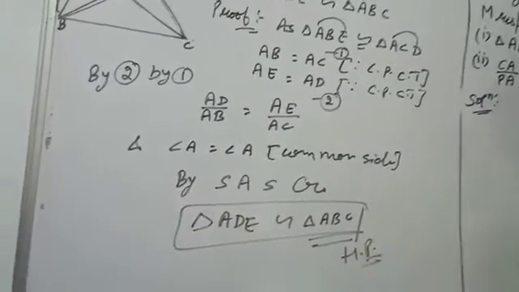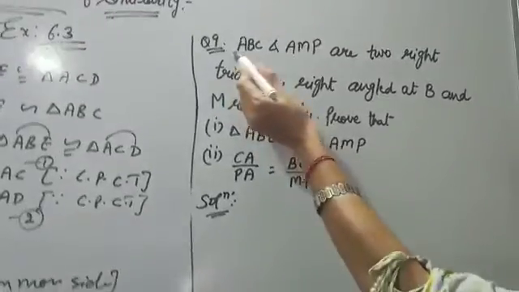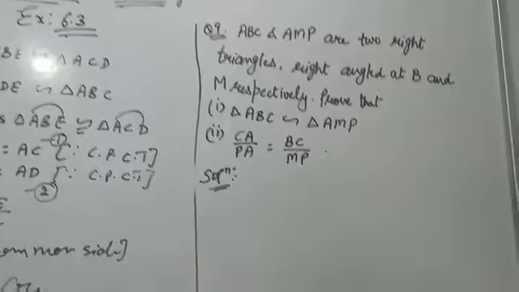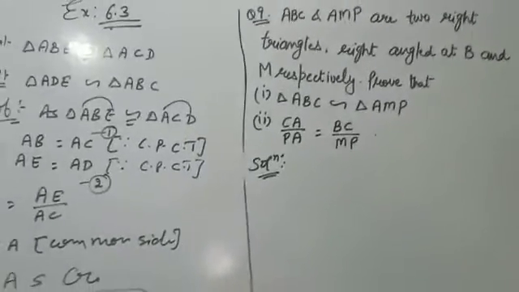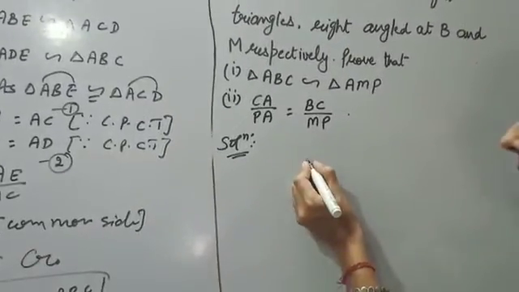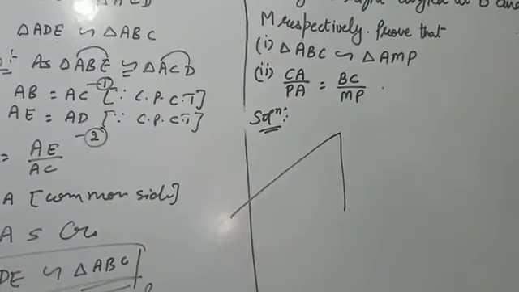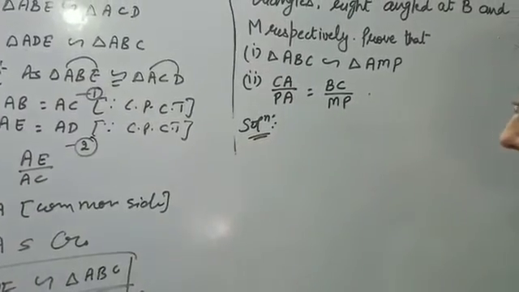Okay, now let us move to another question. Here I have already written the 9th question. It is given that ABC and AMP are two triangles. In the question the diagram is already given. Here are the two triangles. Let me draw these triangles here.